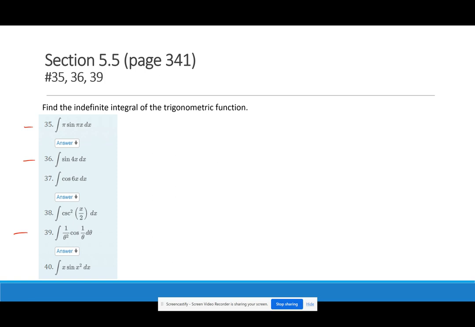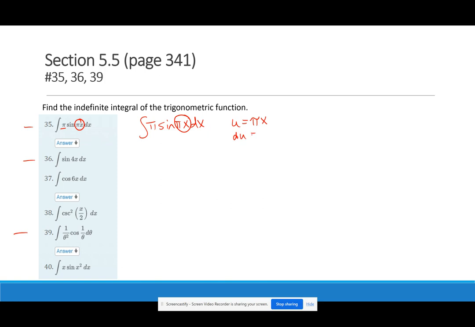Let's talk about 35. Do you see this would be your inside function, this pi x? If you did the derivative of it, you'd get pi. Okay. So that gives me a sense of where that's going to be. One of the things you have to worry about is whether you need to throw in a negative or not on your answer. Okay. Let me go ahead and do that one. So if we're integrating pi sine pi x dx, okay, you can still use your u substitution. So your u would be pi x.